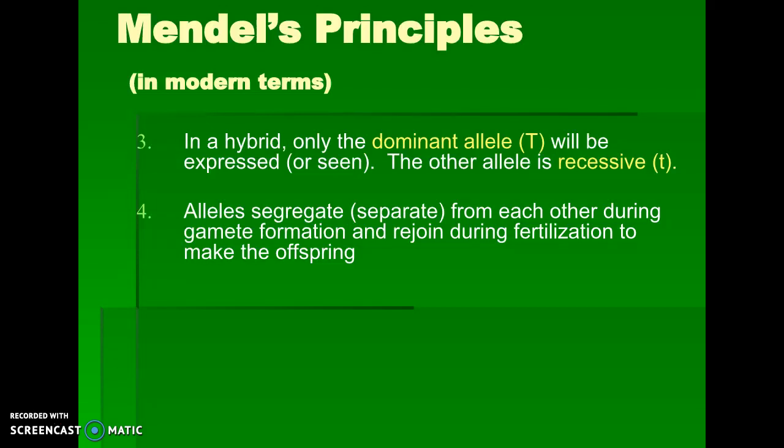Also, alleles segregate or separate from each other during gamete formation and rejoin during fertilization, obviously to make the offspring. Okay, so remember from meiosis where we had that separation of alleles, and they're segregated out, and of course they rejoin during fertilization, one from the male and the female in sexual reproduction, to produce the offspring.